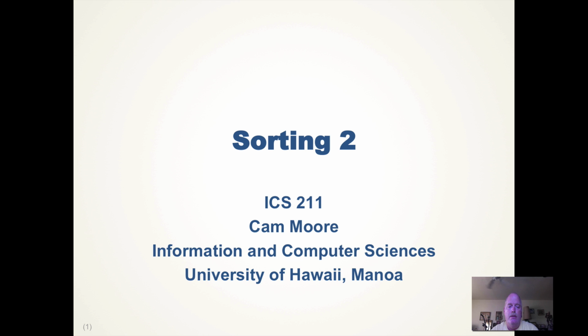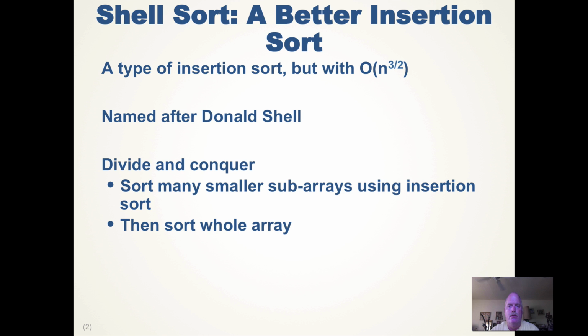Welcome to the second screencast on sorting. Last time we talked about the quadratic sorts, the big O of n squared sorts. Today we'll be talking about some slightly more efficient sorts. They're slightly more complicated. The first sort we're going to be talking about is a shell sort, which is an improvement on the insertion sort. It is basically an insertion sort, but with better performance. It's named after Donald Shell, who developed it.